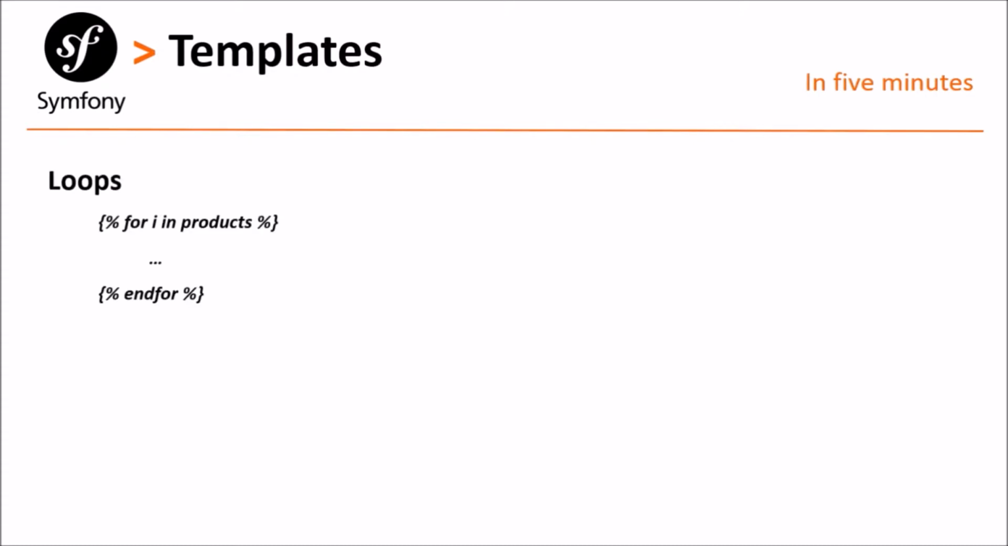Loops. Here we are just looping through an array. The variable i will hold the array value, not the key. There is also a special variable you can use inside for loops. It is called loop. You can use loop.first or loop.last to find out if this is the first or the last iteration, or loop.index to know how many iterations have happened so far.